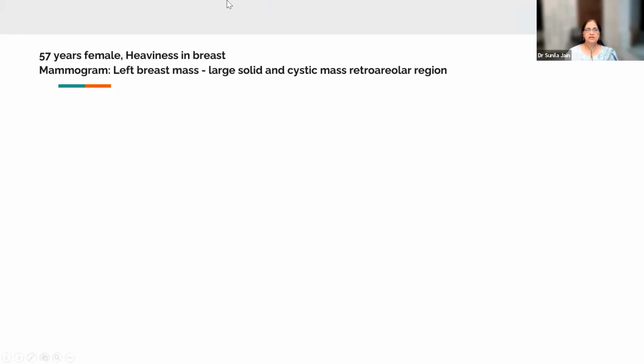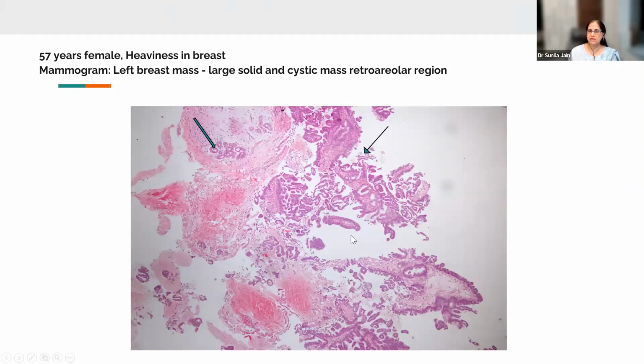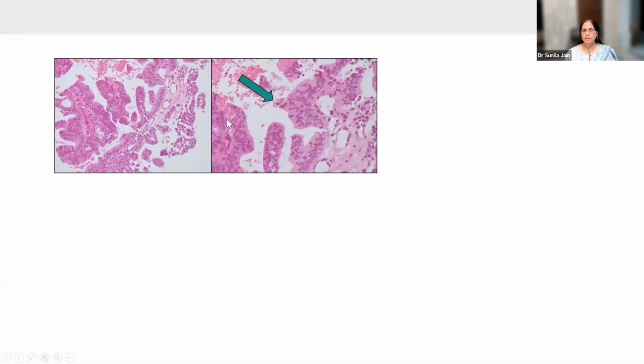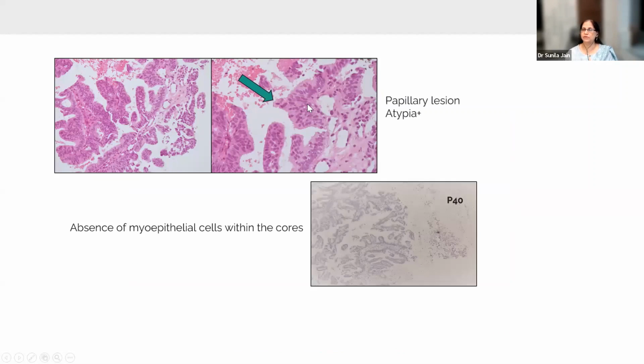Moving to the next case, this is a 57-year-old female who had a large solid and cystic mass in the retroareolar region. This is a biopsy which we received. Clearly, we can see this is a cellular papillary lesion. It is a very fragmented biopsy, and we cannot make out the outline from where the duct is, from where the lesion started, and there is no duct. On high power, we can see that there is apical stratification, there is atypia and increased mitosis. So this was a papillary lesion with atypia.